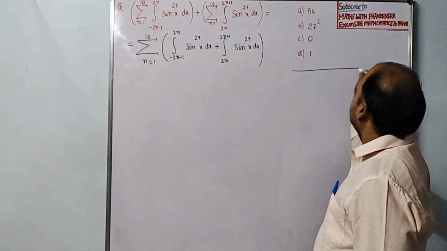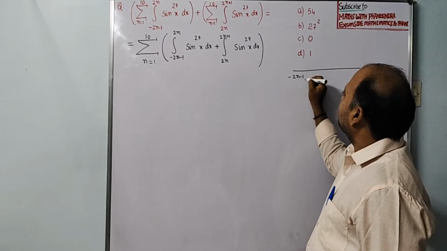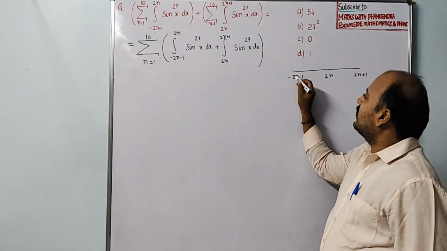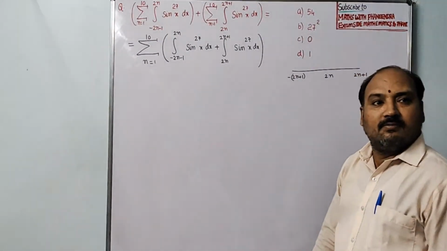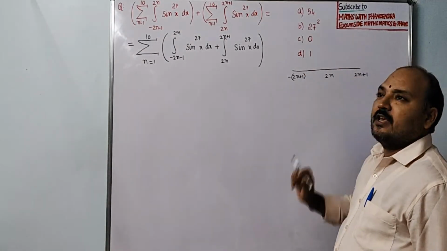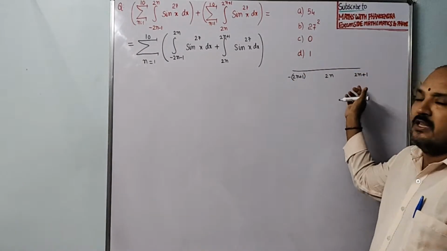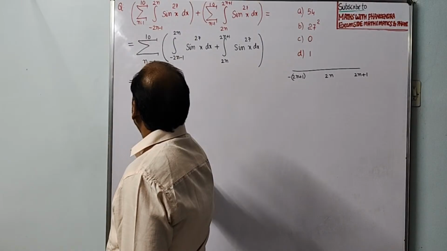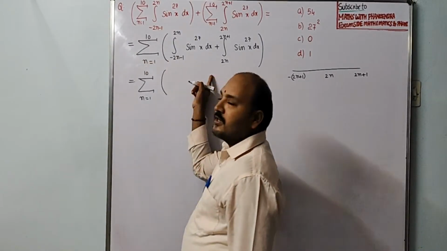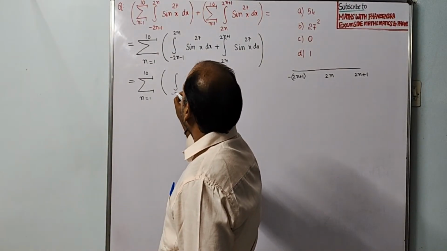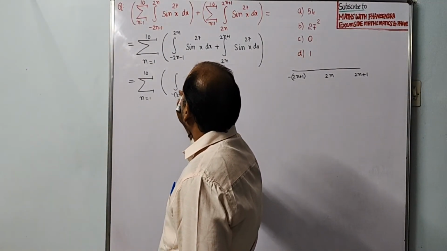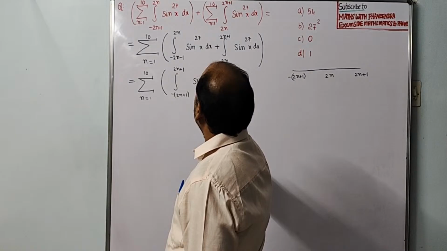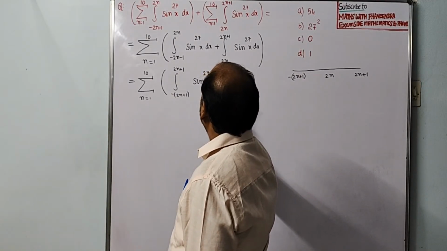We know the intervals 2n minus 1, 2n, 2n plus 1. So can we write 2n minus 1 as minus of 2n plus 1? So equal interval length is there, no? So instead of writing two intervals, we are writing one interval. So it is equal to sigma n is equal to 1 to 10 of integral from minus of 2n plus 1 to 2n plus 1 of sin power 27x dx.